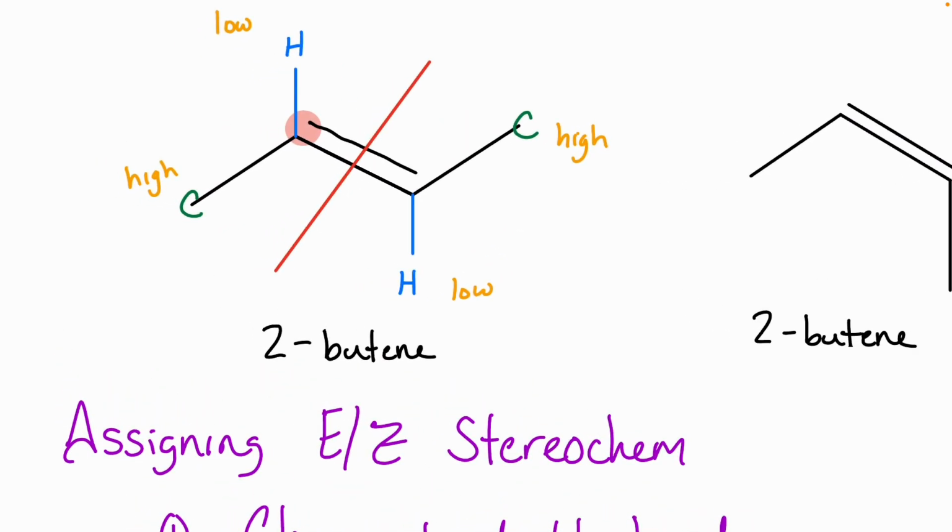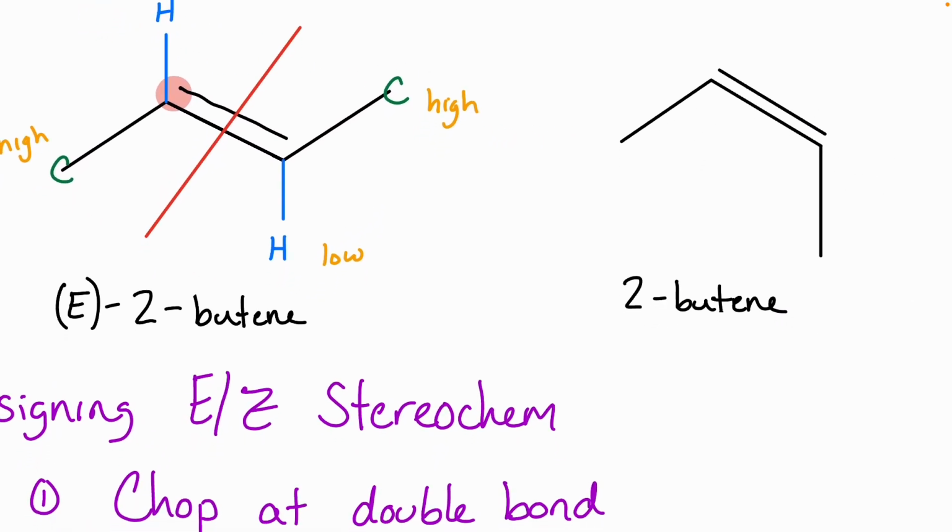So then my first example here, 1 high priority group was pointed down, the other one's pointed up, so they are not on Z-zame-zide. This would be my E stereochemistry. And to be clear, the stereochemistry goes in parentheses out front, followed by a dash. Okay, here in my other 2-butene stereoisomer, my 2 high priority groups are pointed on Z-zame-zide. And so this would be my Z stereoisomer.